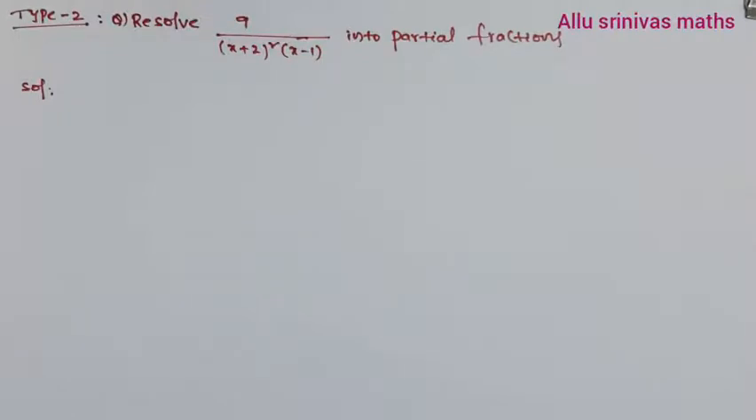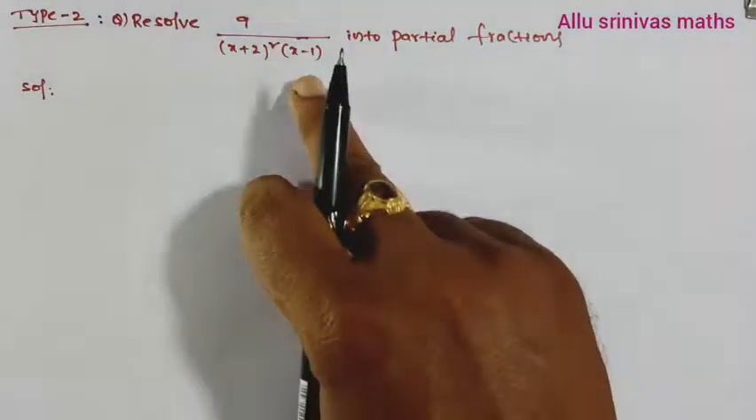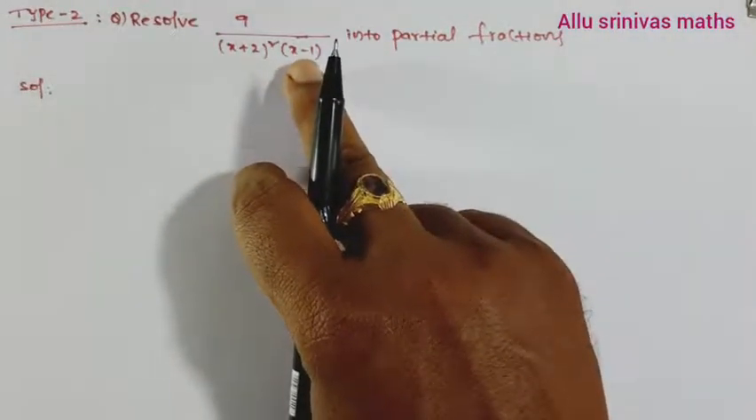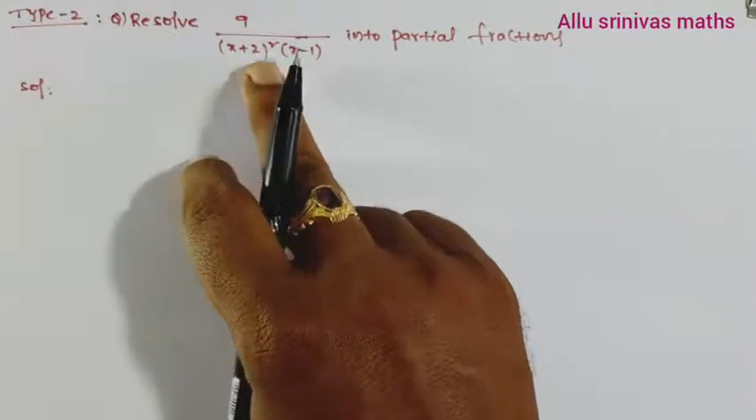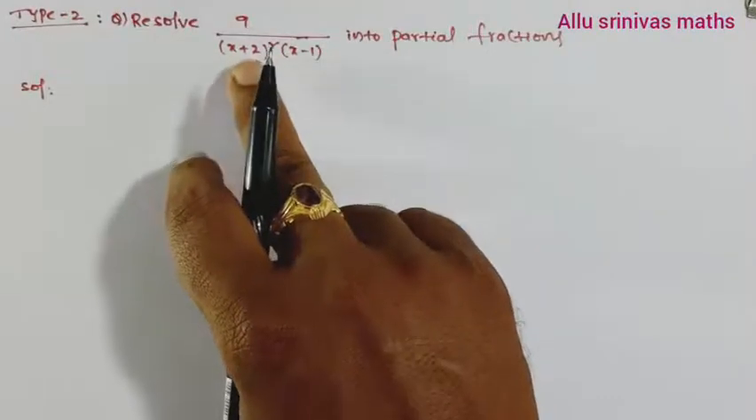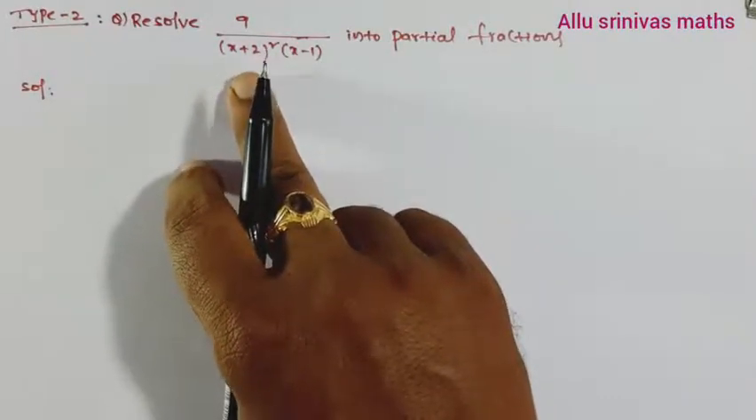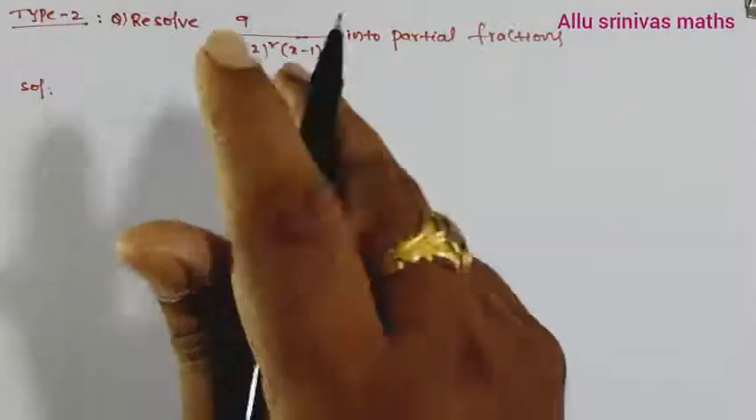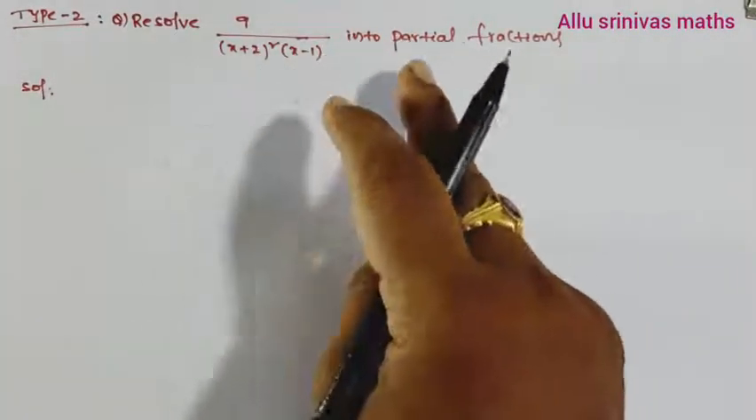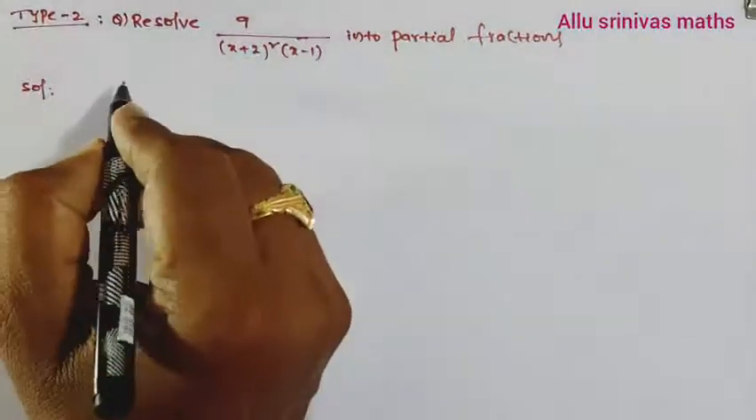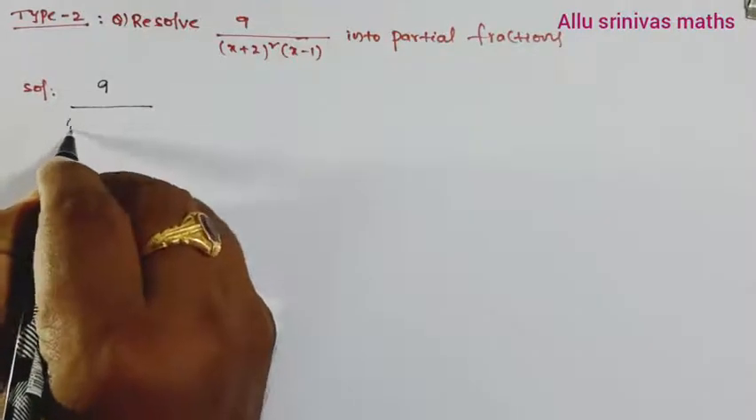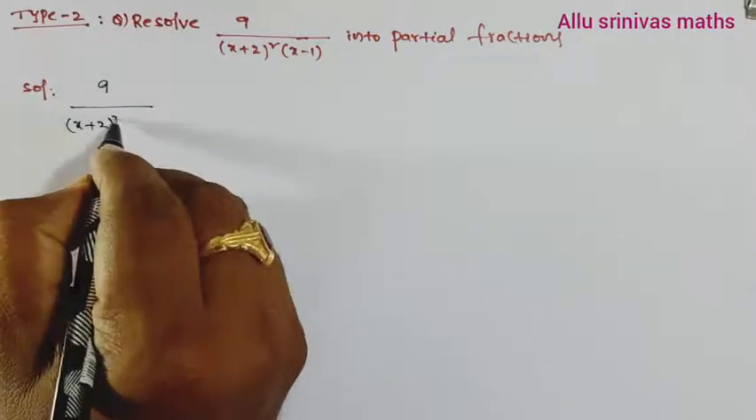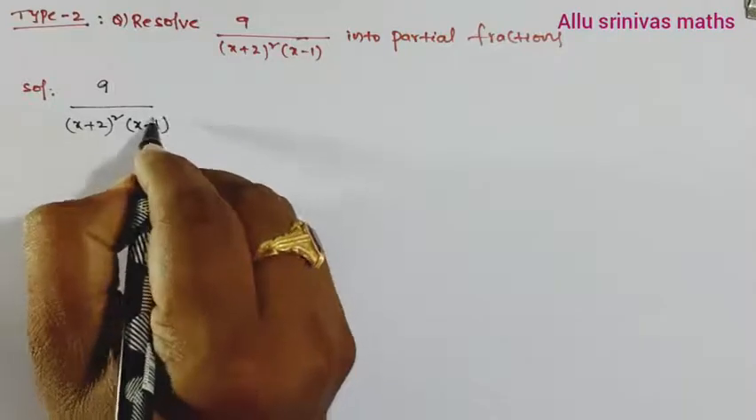So what partial fractions can exist for this problem? Let us see. X minus 1 is the non-repeated factor, there exists 1 constant. X plus 2 whole square is the repeated factor, there exist 2 constants. So now let us write. First let us write the parts existing in the partial fraction. 9 by x plus 2 whole square into x minus 1.